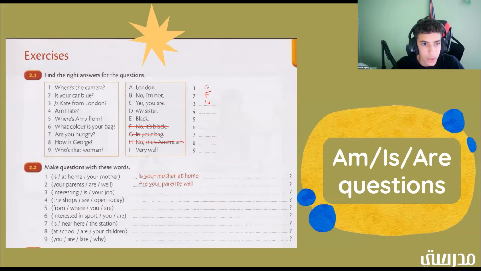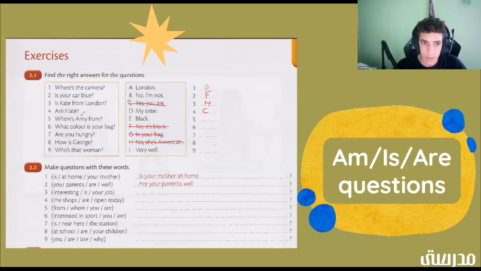So am I late? That's number 4. Which one would that be? I'll give you a hint. It's one of the ABCs. Yes, you are. Good job. Okay, so we're going to do that, and we'd get C. So yes, you are.